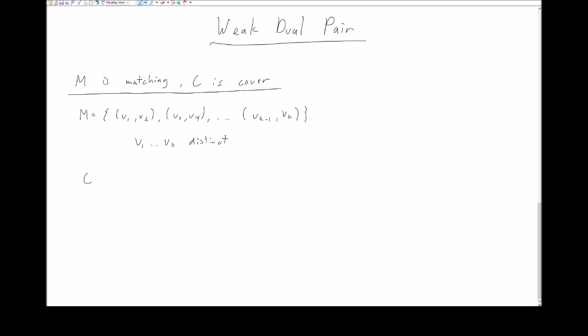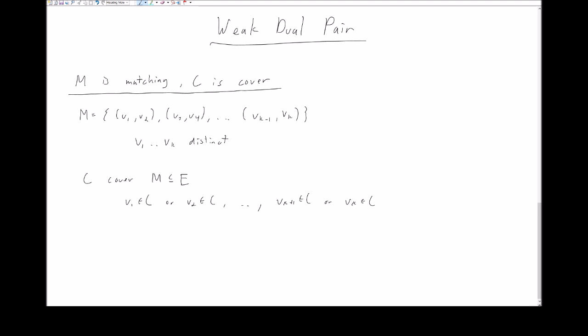Our cover, C, on the other hand, is going to cover the entire graph, but in particular, it's going to cover this matching, which is a subset of all the edges of the graph. And because it covers every edge, each edge that we see in our matching has to have at least one of its endpoints inside of our cover. So for the edge V1, V2, either V1 is in C or V2 is in C. And this is true for all of our edges. So either V_{k-1} is in C or V_k is in C.